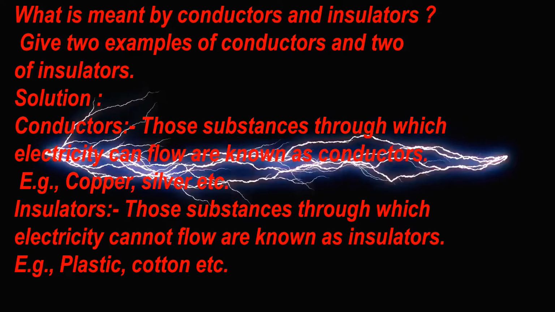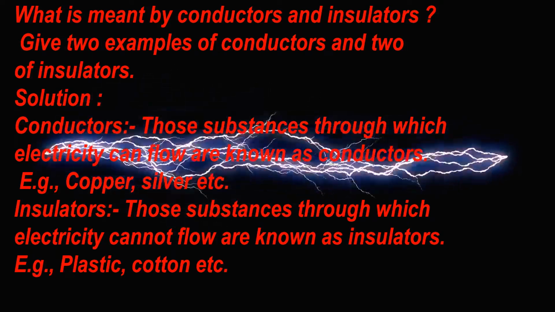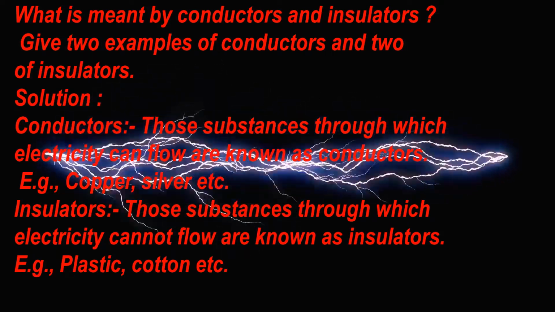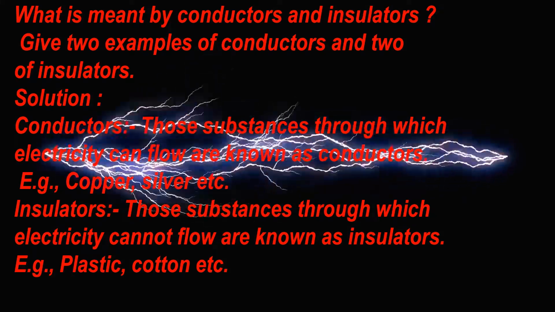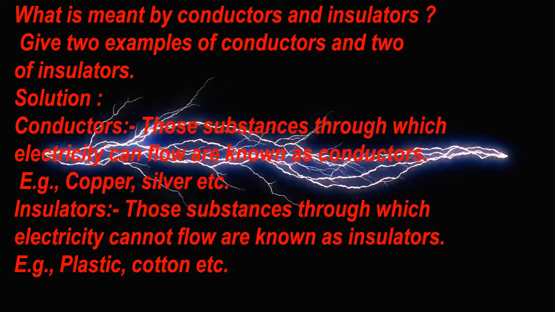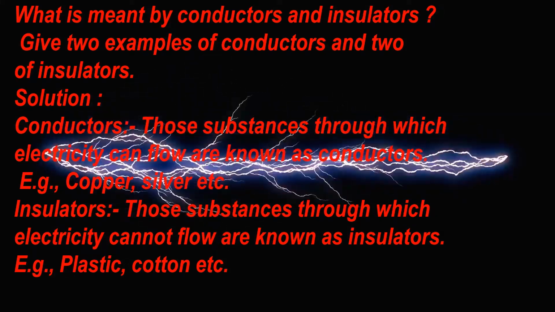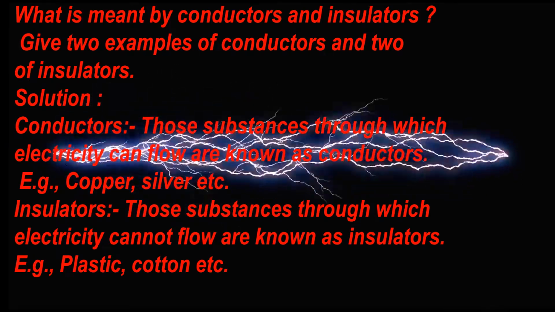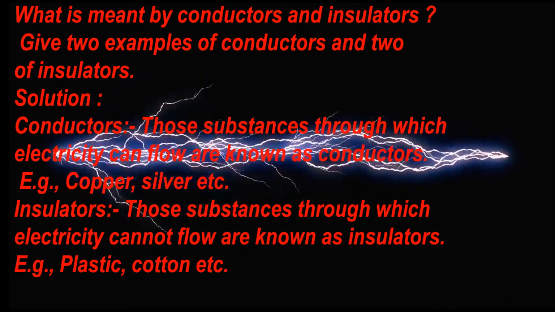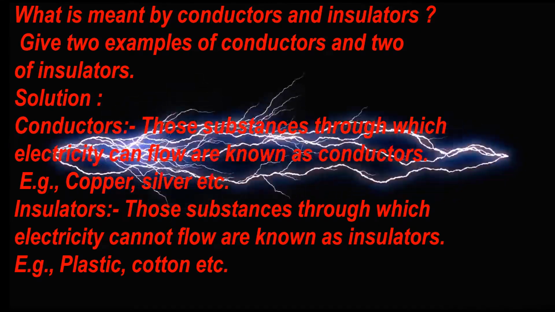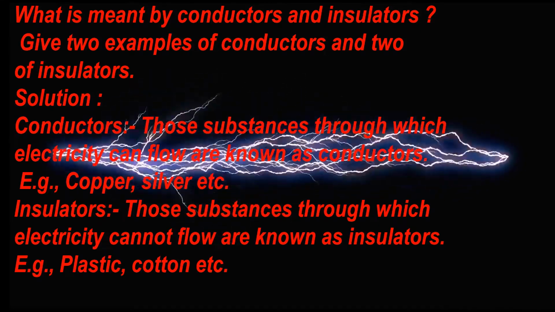Solution. Conductors: those substances through which electricity can flow are known as conductors. For example, copper, silver, etc. Insulators: those substances through which electricity cannot flow are known as insulators. For example, plastic, cotton, etc.